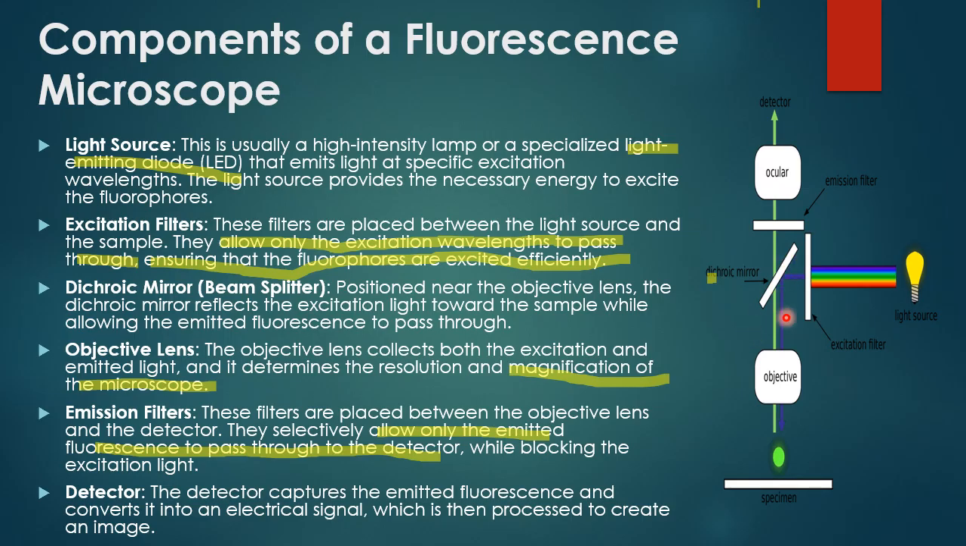We call it dichroic because it specifically sends one wavelength of light and sends another wavelength of light back toward the detector, hence we call it a dichroic mirror. And from the dichroic mirror it goes to the emission filter. This emission filter only allows the fluorescence light to pass through to the detector, while it blocks the excitation light, that is, it blocks the blue light and only allows the green light to pass through, and then it moves to the ocular, and finally it will be sent to the detector. Okay, so these are the components.